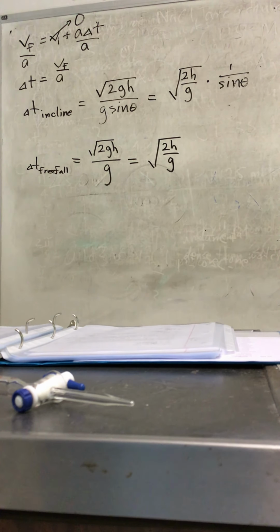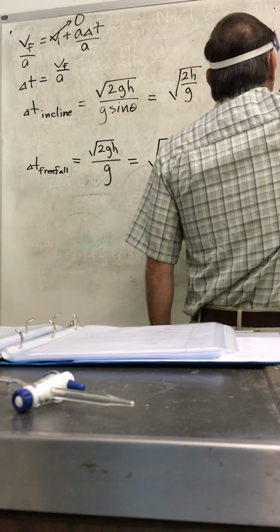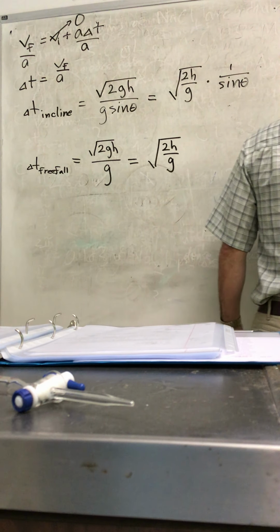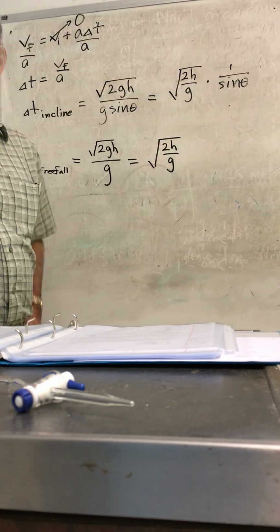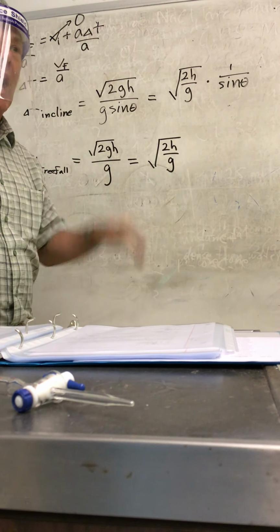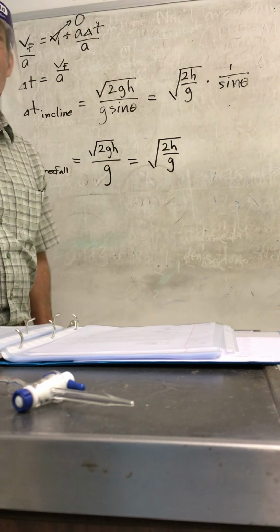So, are the two times the same? Yes or no? No, they are not. Just like was anticipated, just like we predicted, they are not. The inclined one is in fact greater than the free fall one. So the prediction is correct. And the degree to which they are different depends upon the sine of the angle. It depends upon how steep that angle is.